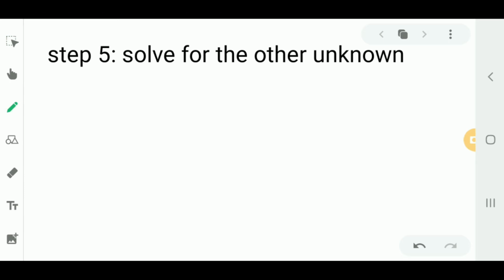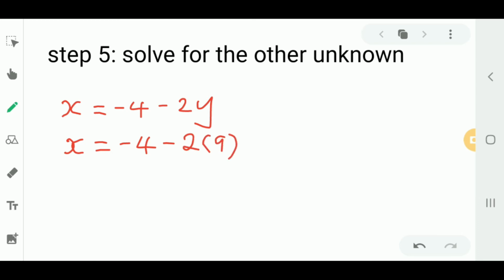So now step 5, we solve for the other unknown, and in this case it will be x. So remember when we did step 2 where we isolated one variable and we got equation 3 to be x is equal to minus 4 minus 2y. All we need to do now is substitute y for 9. So we have x is equal to minus 4 minus 2 times 9. So x is equal to minus 4 minus 18. So that means x is equal to minus 22.